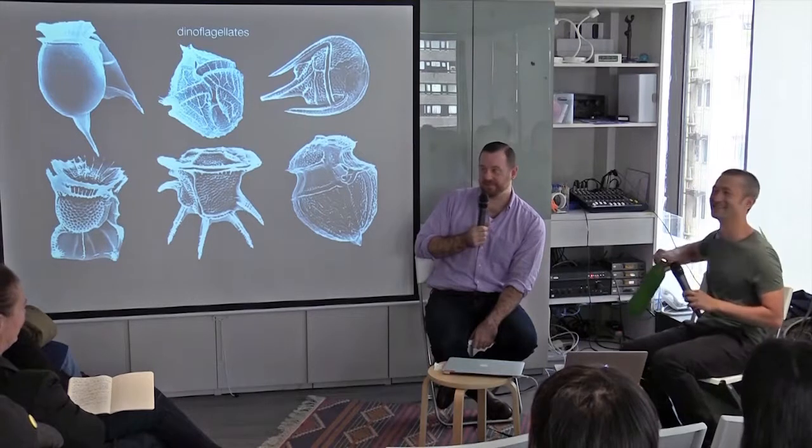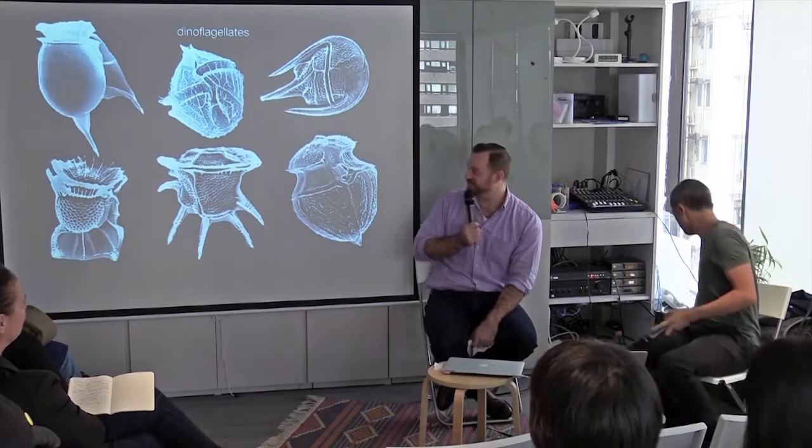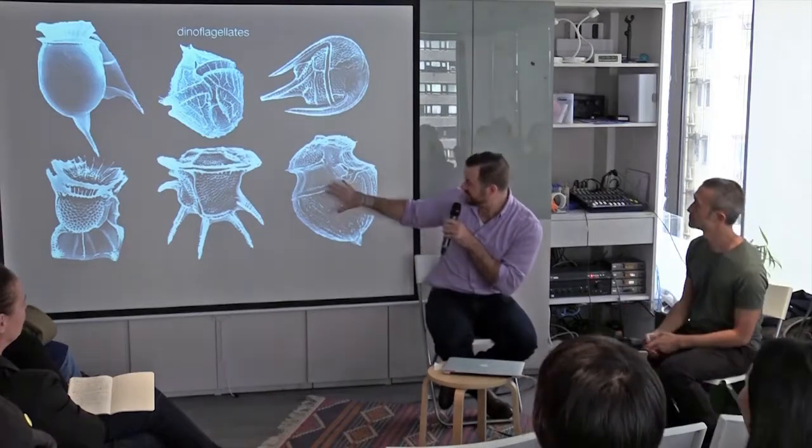What is a micron? A micron is a thousandth of a millimeter. A hair is about 50 microns in width. So these guys are about a fifth of the width of your hair. They're very small. But they're remarkable, and you can see these shapes.